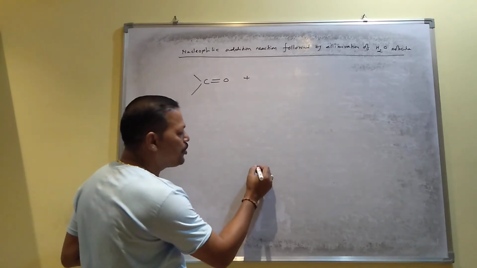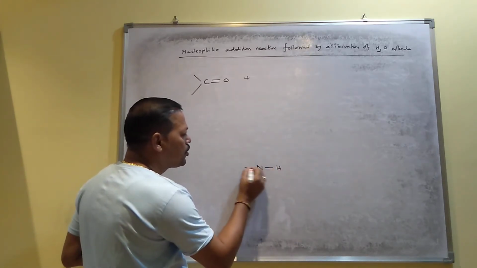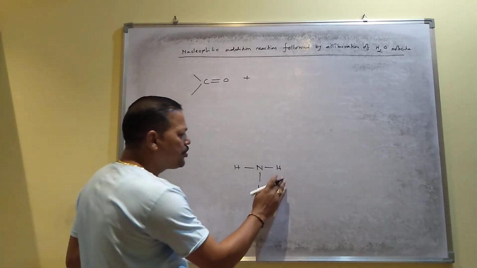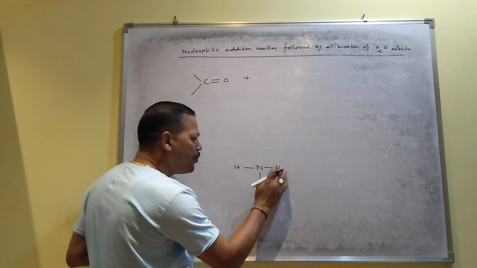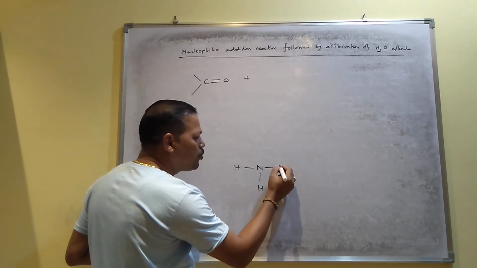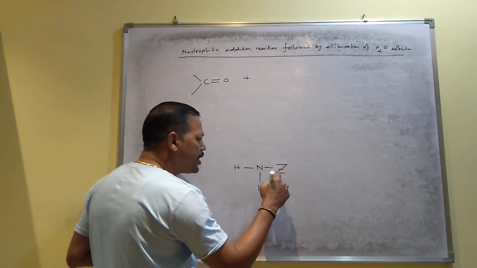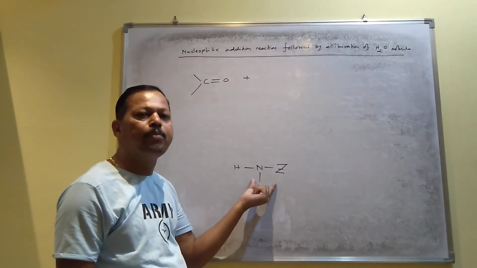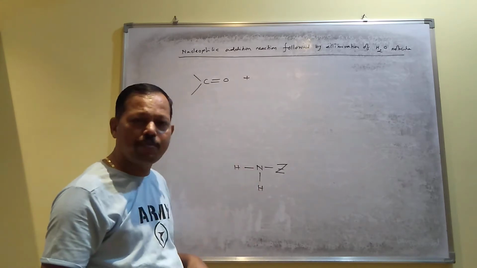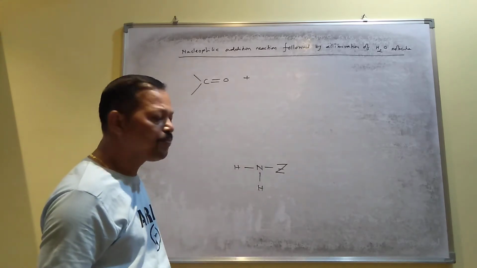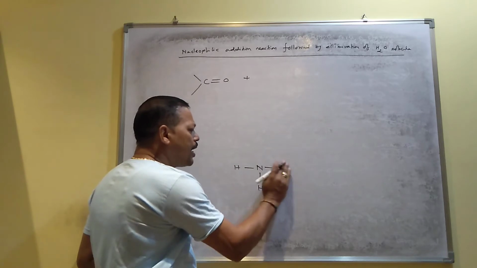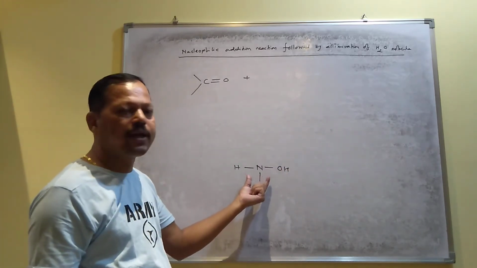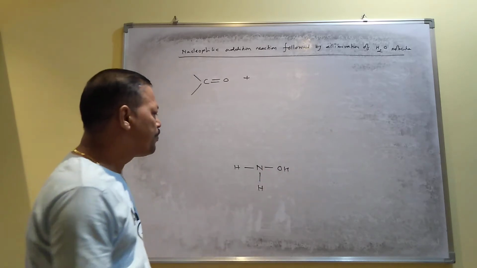What is the formula of ammonia? NH3. So this is your ammonia. When one hydrogen of ammonia is replaced by one group, suppose the hydrogen is replaced by a Z, then this is called one example of an ammonia derivative. There are so many examples of ammonia derivatives, I will give you later. For example, if the hydrogen is replaced by OH, then it becomes NH2OH. This is called one example of ammonia derivatives.